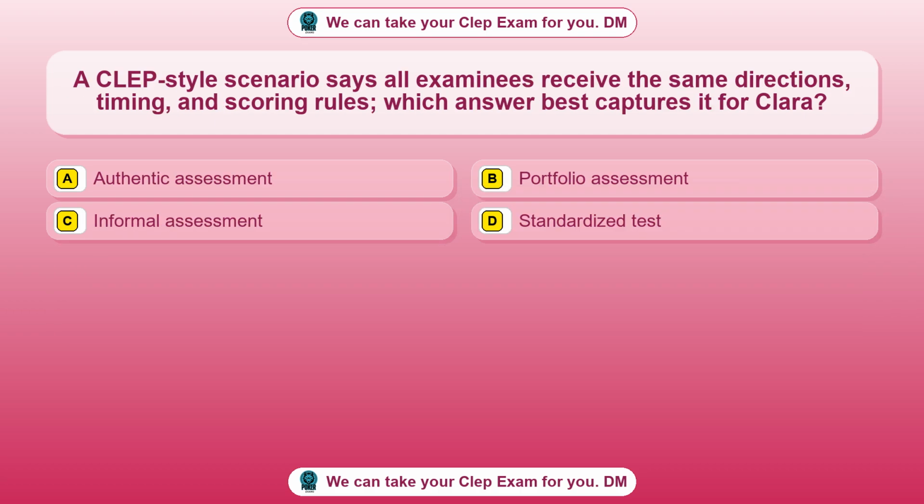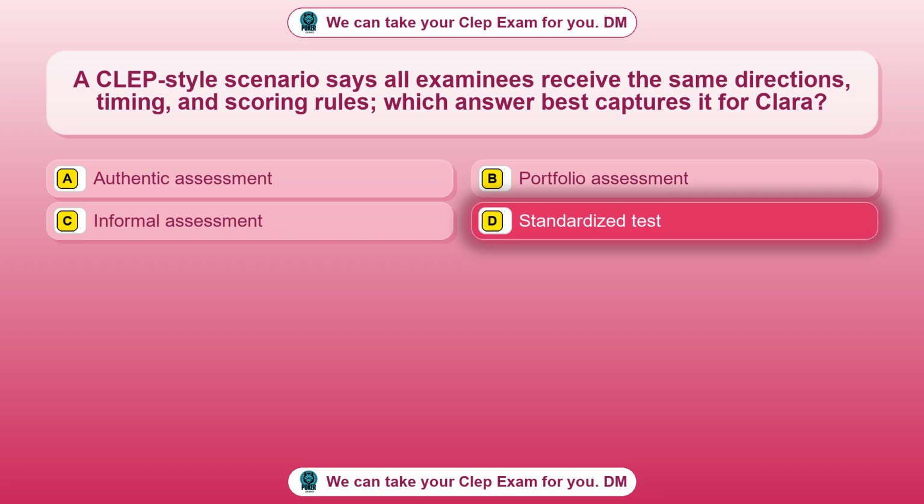Question 58. A CLEP style scenario says all examinees receive the same directions, timing, and scoring rules. Which answer best captures it for Clara? Option A, authentic assessment. Option B, portfolio assessment. Option C, informal assessment. Option D, standardized test. The correct answer is option D.